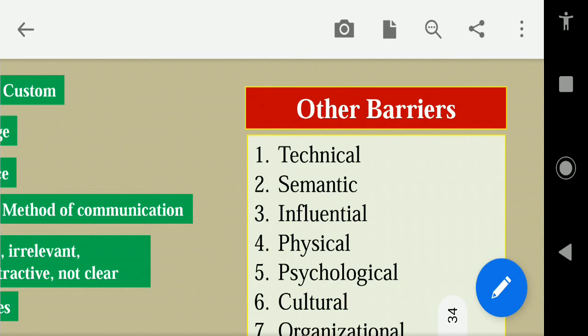Then come to the physical problem. What is a physical problem? These are the problems related to the voice and speech of the speaker. If the voice or speech of the speaker is undesirable and not audible, then undesirable body language, stage phobia, which means fear of the stage, or faulty transmission of the message by a radio station are physical problems.